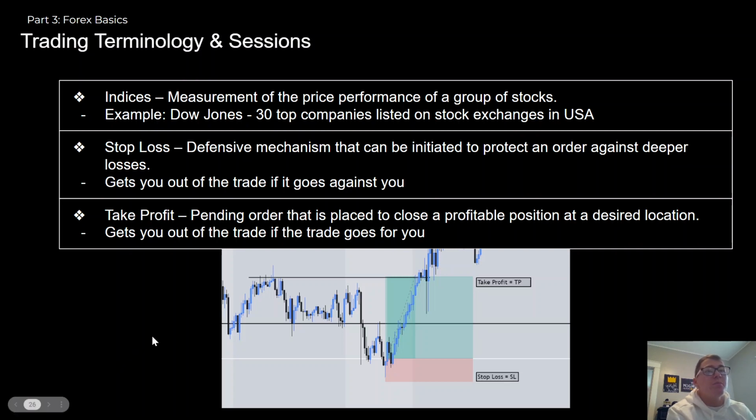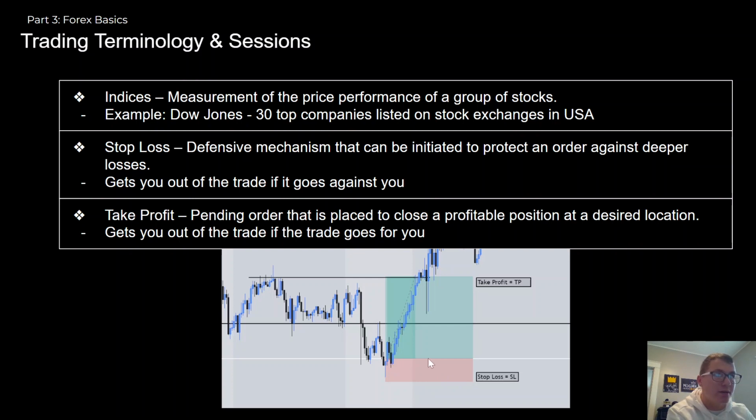The next term is stop loss and take profit. I'm going to kind of define these together. Basically, stop loss gets you out of the trade if it goes against you. Take profit gets you out of the trade if the trade goes for you. For example, this trade right here is one I took, I believe, 2 weeks ago. I'm not going to explain why I got in this move or anything other than what the stop loss and take profit is. So the stop loss is here in case this goes against me.